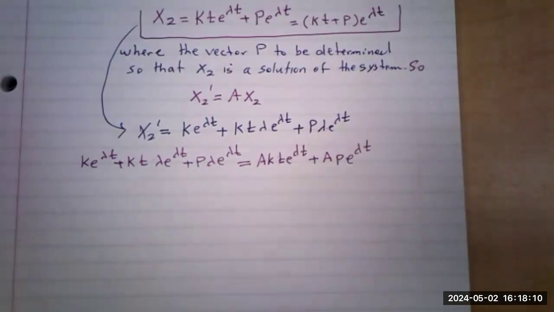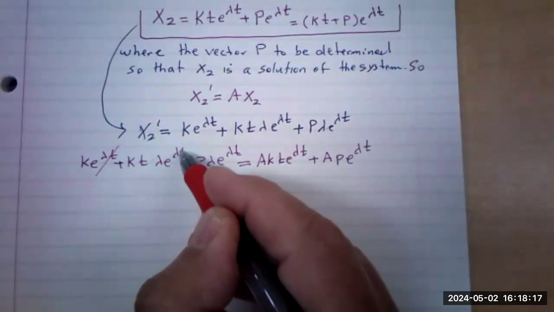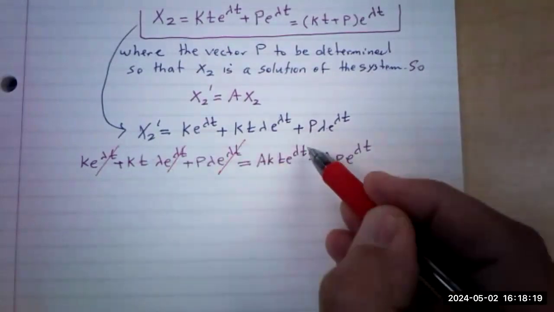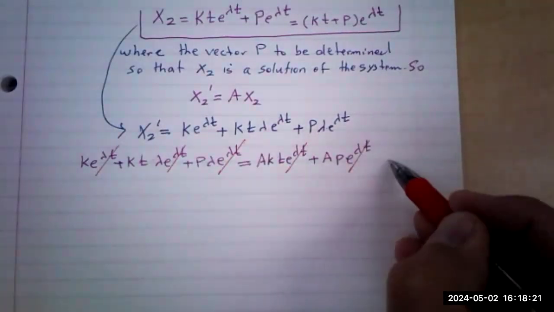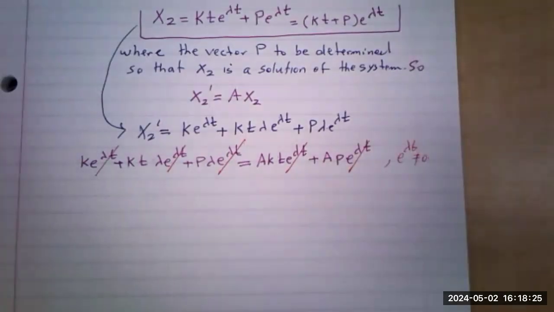You see, e to the lambda t is going to be a scalar and a non-zero number, so we can drop it. Divide by e to the lambda t, because you know that this is never zero. So focus on the leftovers, and let's get these leftovers together.